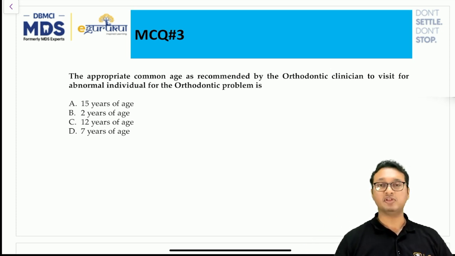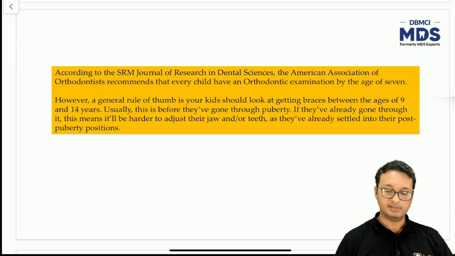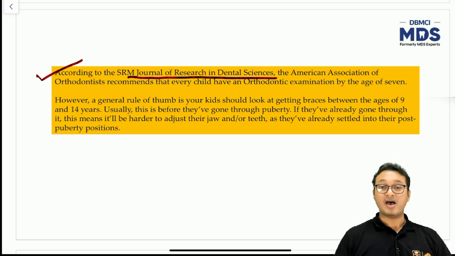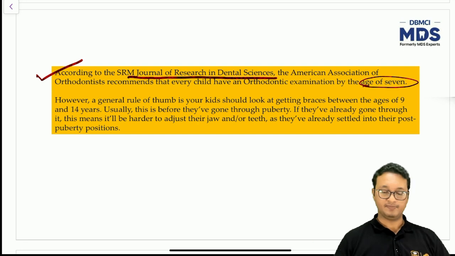I think that is what the question is asking. Now, according to certain authors, according to certain journals, this is the reference which I've got. According to the SRM Journal of Research in Dental Sciences, the American Association of Orthodontists recommend that every child have an orthodontic examination by the age of 7, first time.